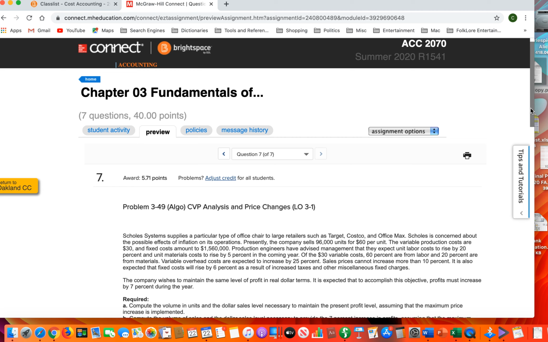Here's what is interesting. The way I did it, I wrote down sales, under that variable cost, under that contribution margin, fixed costs, and operating income. Okay?